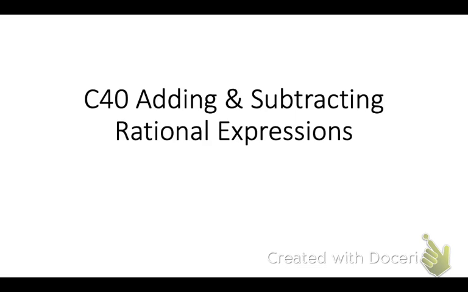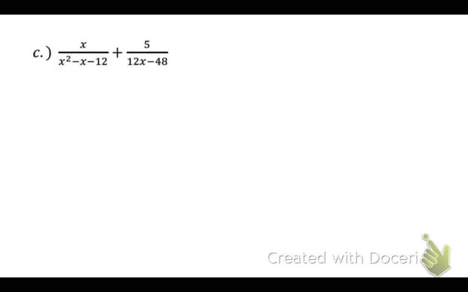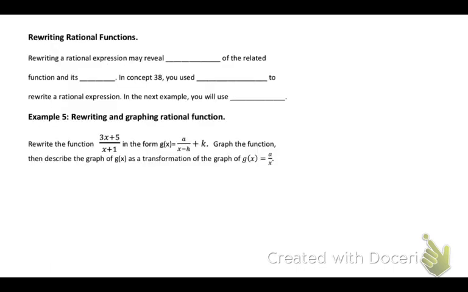So if you remember, we did these examples in Part 1. Now we're going to look at a couple different topics for Part 2. So the first one is rewriting rational expressions. You have done this before in Concept 39, by long division.